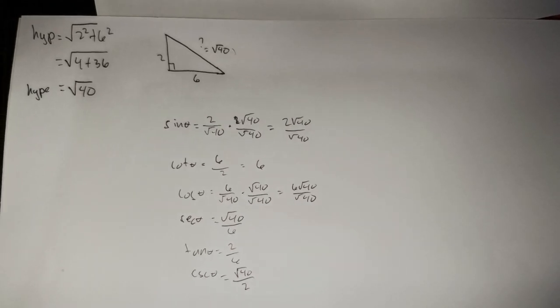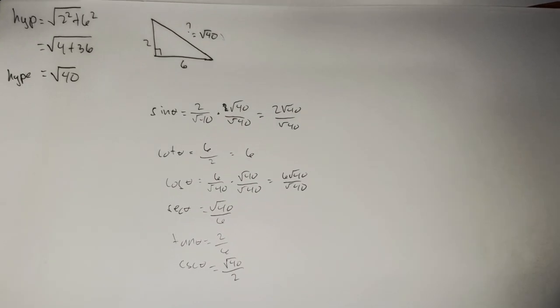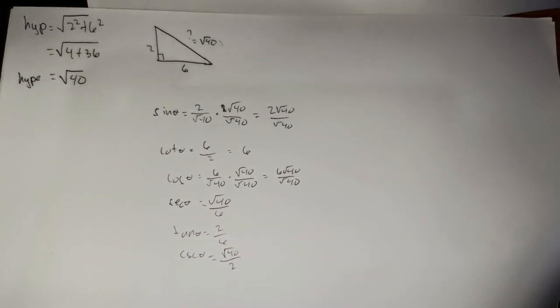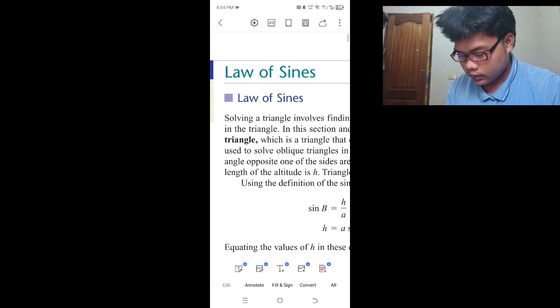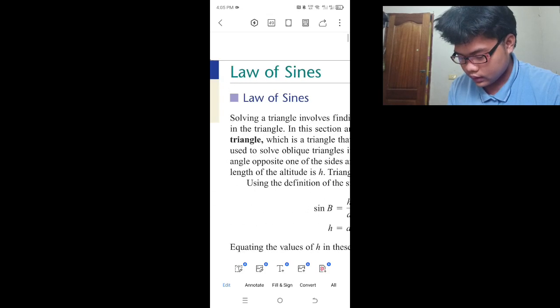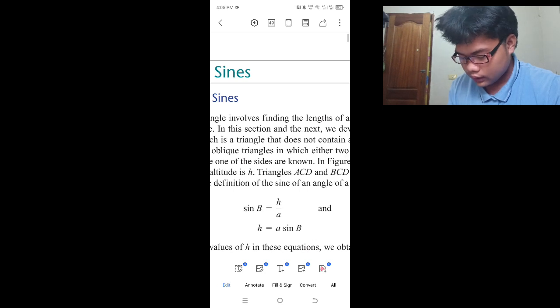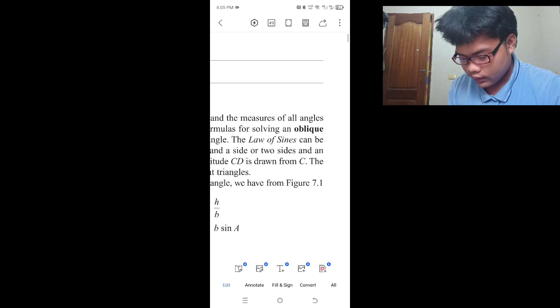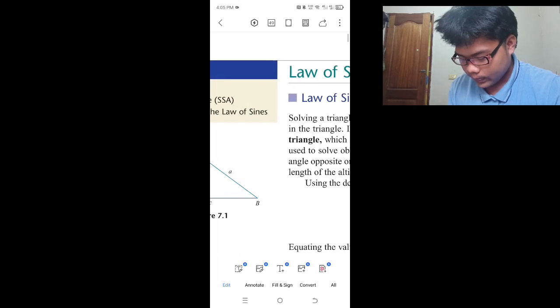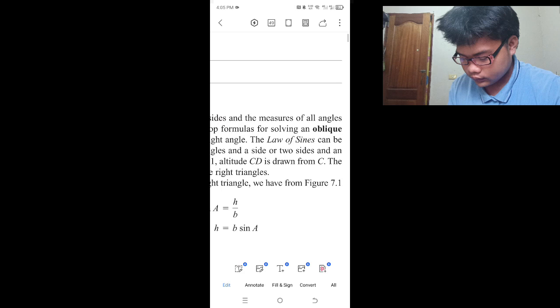So this problem shows how to find the hypotenuse and the six trigonometric functions. Now, let's tackle the law of sines. Solving a triangle involves finding the lengths of all sides and the measurements of all angles in a triangle. In this section, we develop a formula for solving an oblique triangle, which is a triangle that does not contain a right angle.